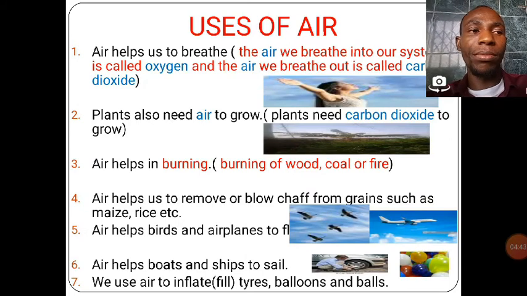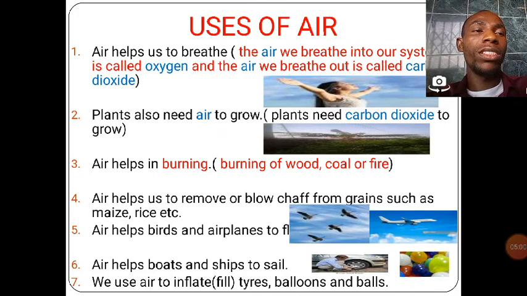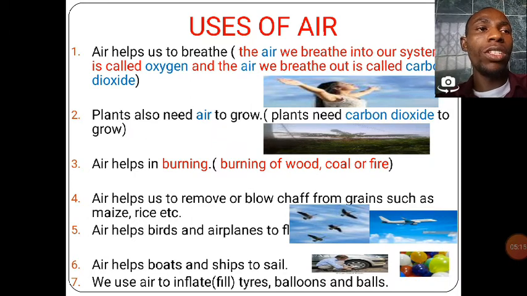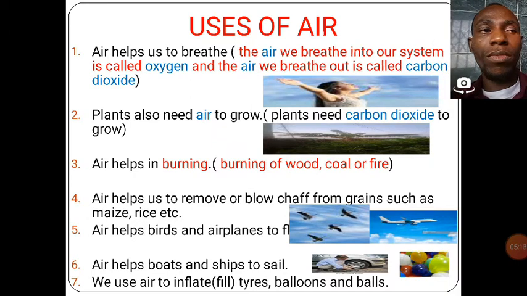Uses of air. Uses of air, which means air can be used in so many ways. Now let's see some of the ways whereby air is used. 1. Air helps us to breathe. The air that we breathe into our system is called oxygen. That means we breathe in oxygen, and the air we breathe out is called carbon dioxide. Carbon dioxide. Very well.